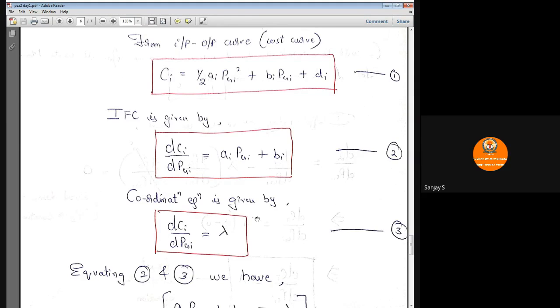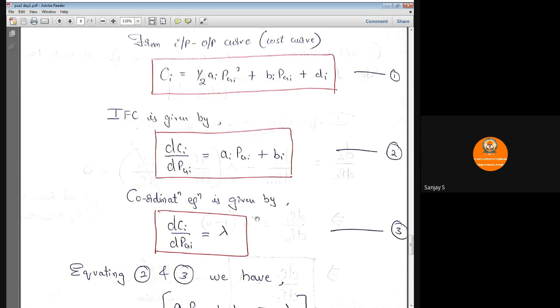Now here, we have finished the derivation. Before starting with the problem, we again reconsider the cost equation, which is Ci equal to half Ai PGi square plus Bi PGi plus Di. And we rewrite the incremental fuel cost equation, which is dCi by dPGi is equal to Ai PGi plus Bi. So here the second equation we have got by differentiating the first equation.